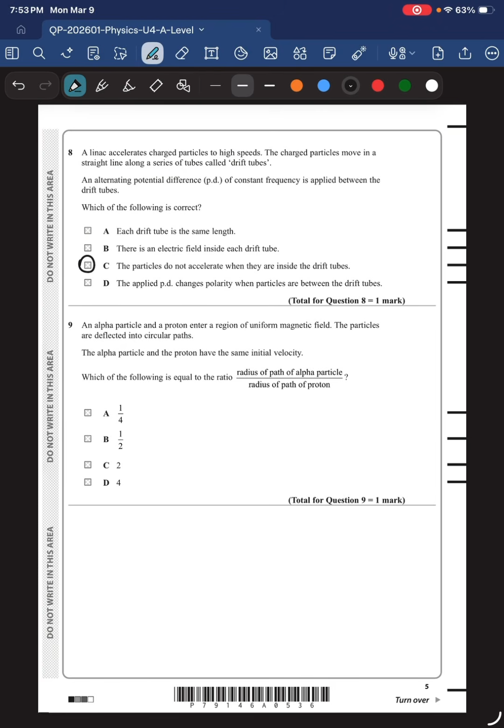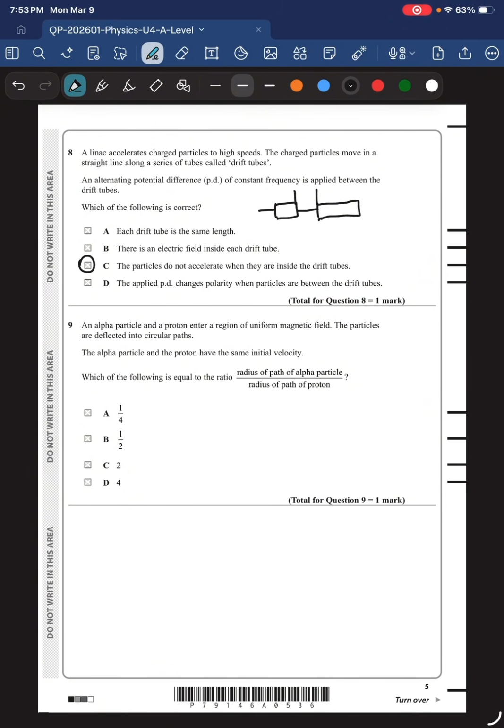Let's read D. The applied potential difference changes polarity when particles are between the drift tubes. No, this happens when they exit. Again, you have drift tubes, something like this, and the potential difference is applied here. So once they exit, they get accelerated, and the polarity changes when they exit. So no. All right.